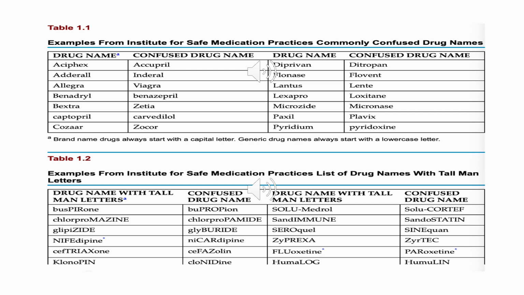On this slide, you can see an example from the Institute for Safe Medication Practices of the tall man lettering system. The handout was provided to you in class as a printout from the Institute for Safe Medication Practices.